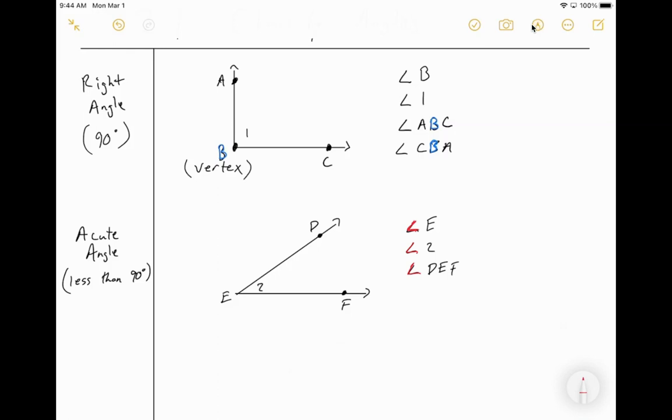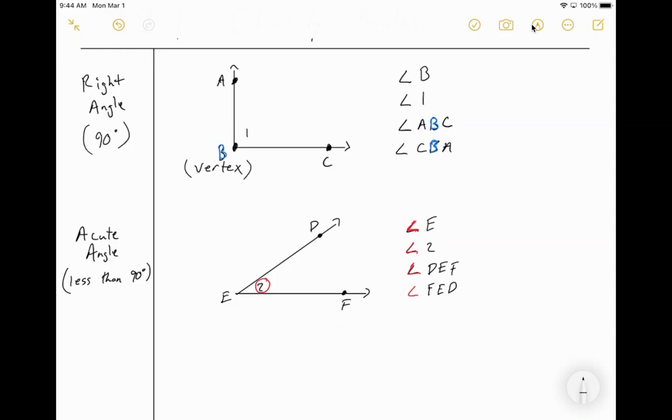So angle 2, because the 2 is right here. So you call that angle 2. Someone asked the question, why is it angle 2? And the last one is, yes, angle FED. Very good. Those are the different names.